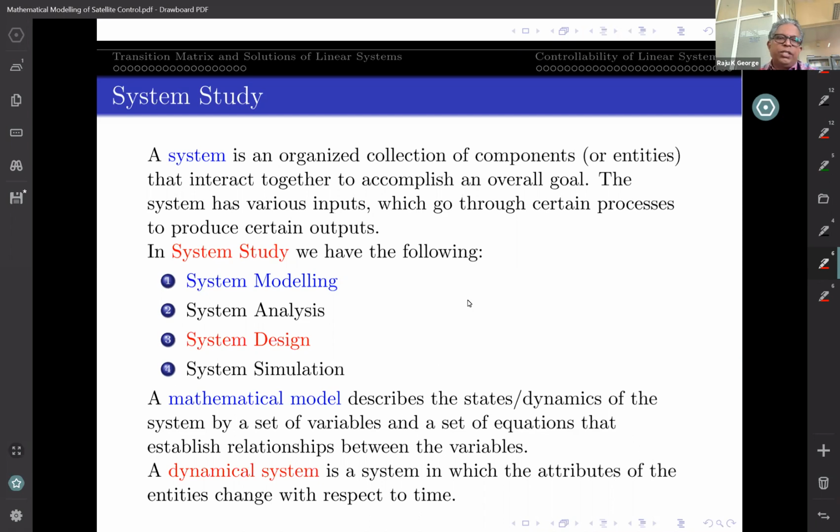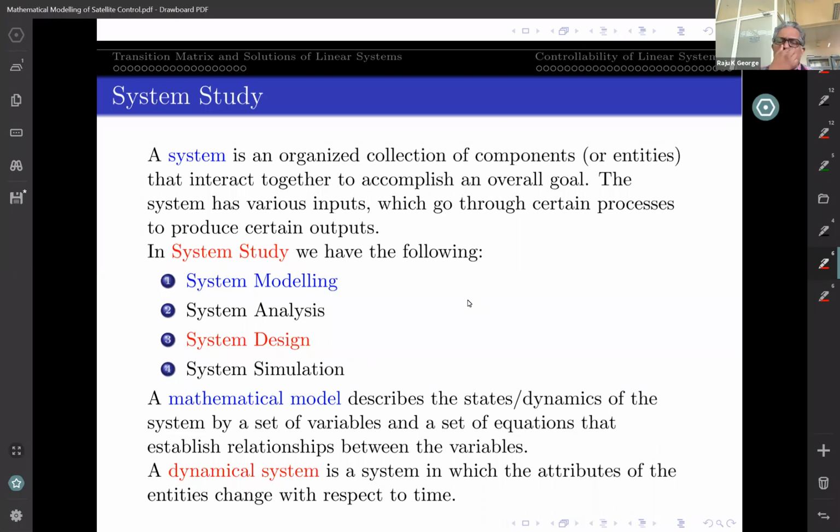And all these things can be done very easily by system simulation. Now with the invention of new, powerful, very fast computers, we can simulate the system and draw some conclusions which can be made use of in designing or redesigning the system. So system modeling, system analysis, system design, and system simulation are all playing a vital role in a system study.